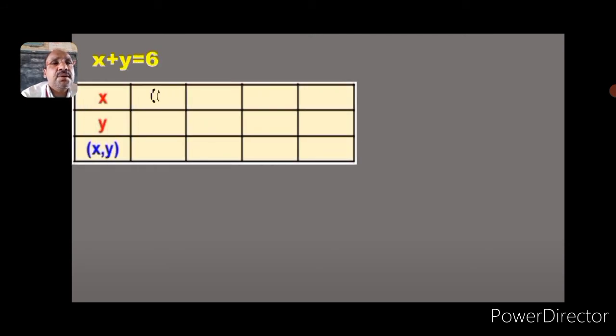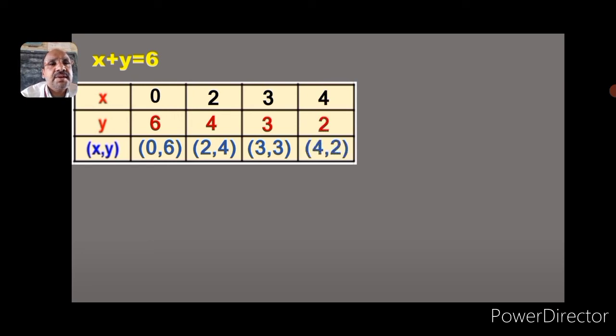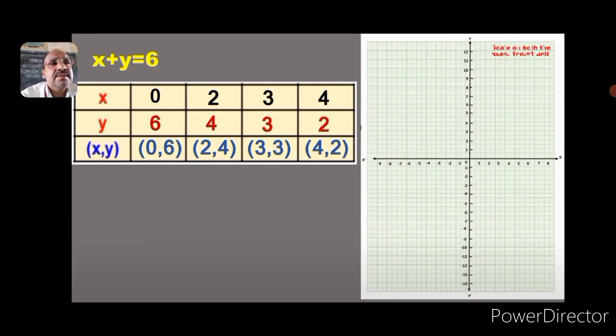Now we plot these points on the graph paper. Here we already arranged the order pairs in the table form. Now we plot the graph. This one is the graph. Take suitable scale on both the axes. 1 centimeter is equal to 1 unit. Now we plot the points.